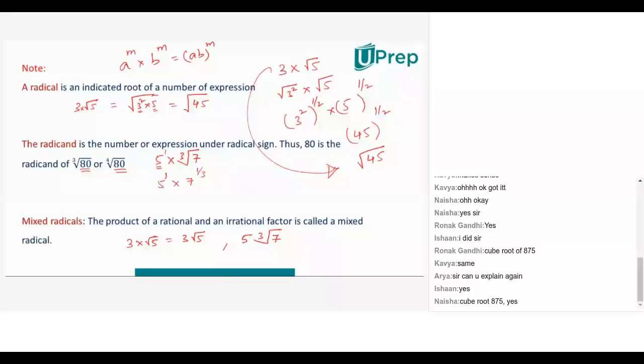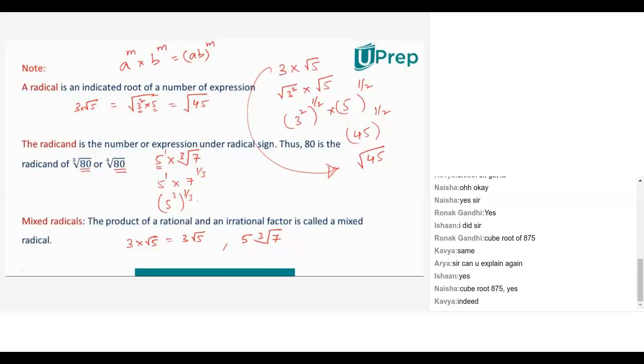I can write 5 to the power of 1 as 5 to the power of 3 whole to the power of 1 by 3, multiplied by 7 to the power of 1 by 3. Now you can see the powers are same. This 1 by 3 and this 1 by 3 is same. Now because the powers are same, a power m into b power m is ab to the power of m. We learned this in the previous class.